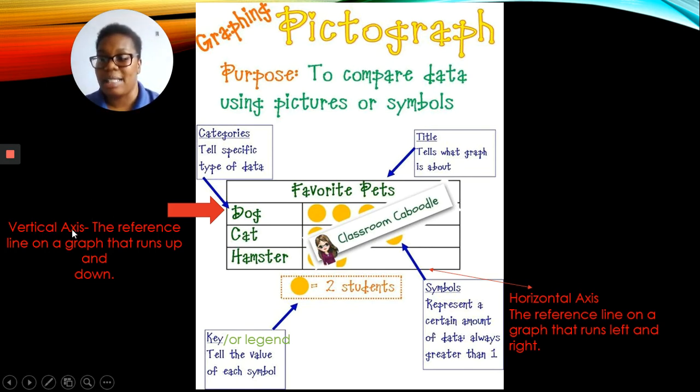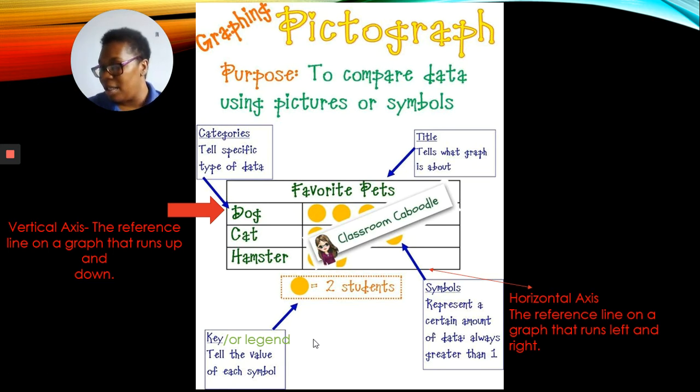You have your vertical axis. This part right here refers to the line on the graph that runs up and down. So that goes up and down. Then you have your horizontal axis, which goes from left to right, okay? You have to have a title. The title usually tells you what the graph is about. You have symbols that represent a certain amount of data, always greater than 1. And then you have your key or legend, which tells you the value of each symbol.